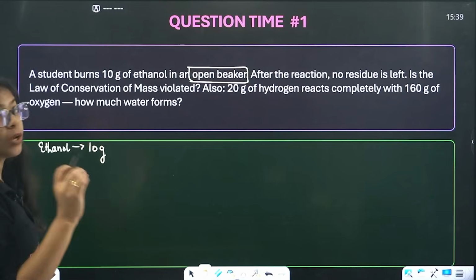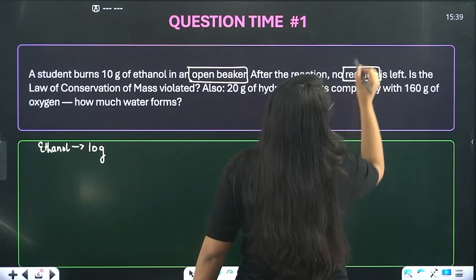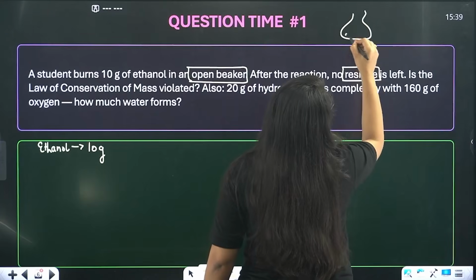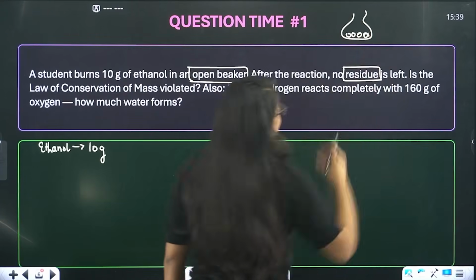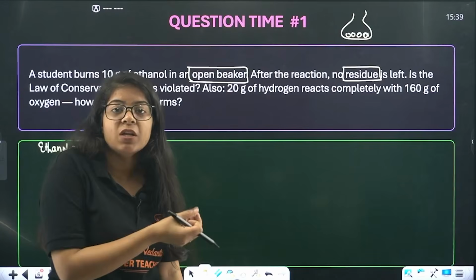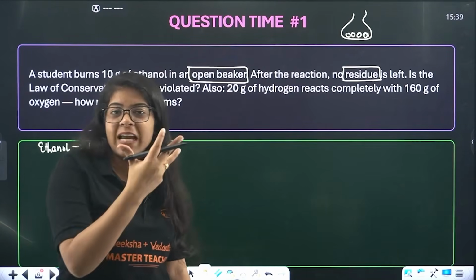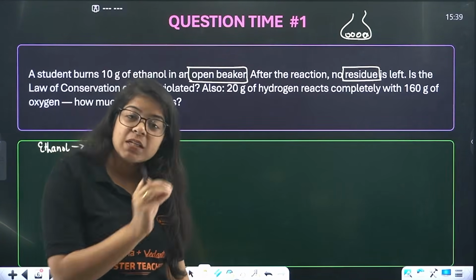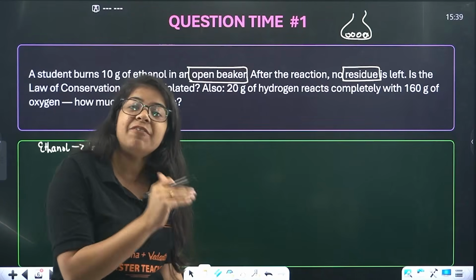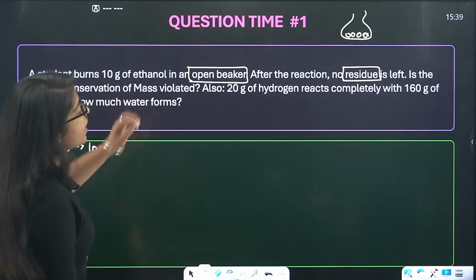After the reaction, no residue is left. Residue is the left amount, right? See, this is a beaker, some things are left here. Residue is the left amount after something is evaporated. Let's say you have a salt solution and you burn that whole solution. Water will get evaporated, salt will be there. So that salt will be a residue, the left out amount of substance. Okay, so residue is left.